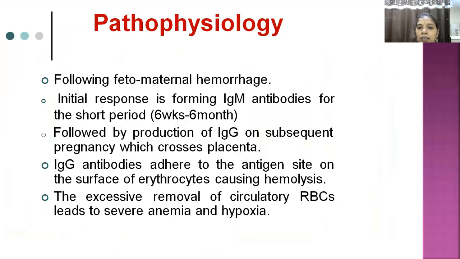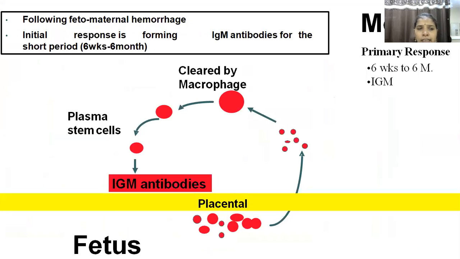The excessive removal of circulating RBCs leads to severe anemia and hypoxia in the fetus. See here, following fetal-maternal hemorrhage, the initial response forms IgM antibodies for a short period, that is 6 weeks to 6 months. Here we see what is happening in the fetus and in the placenta. From the placenta, the blood cells enter into the maternal circulation. Those are cleared by macrophages.